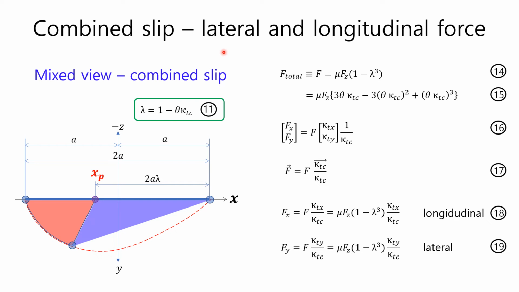Let's look at the lateral and the longitudinal force for combined slip. As described above, the braking force has a negative sign, and the traction force has a positive sign, and the lateral force has a plus sign for right turn and a minus sign for left turn.